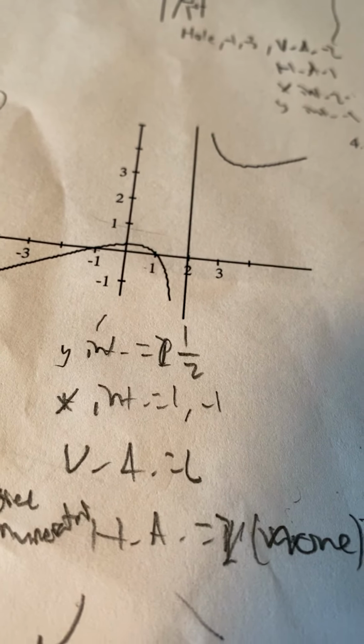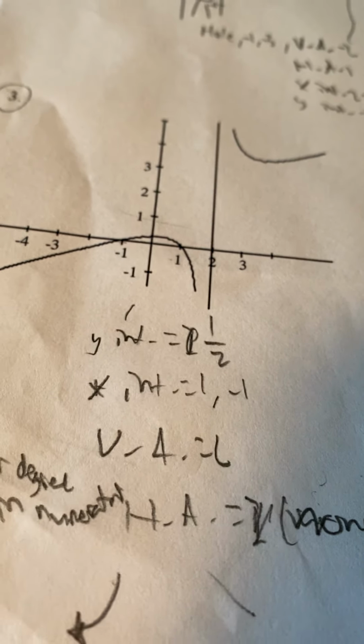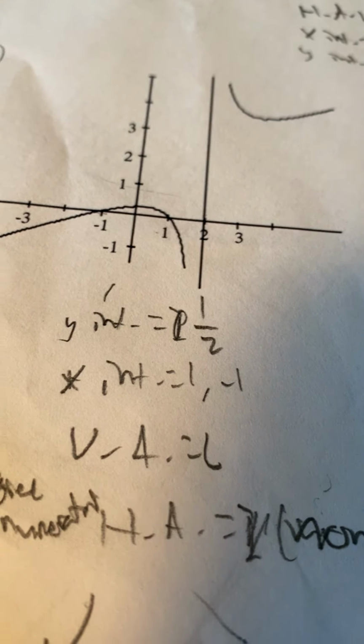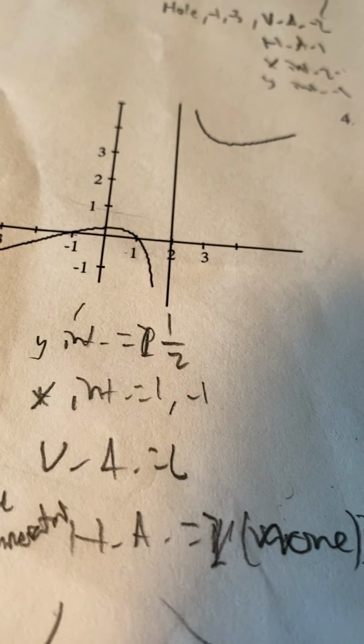All right. This next one. I do believe that this has an oblique asymptote, but I just had to find an equation, so I didn't need to solve for that. And so I know that the x-intercepts are 1 and negative 1, so I can already craft the numerator as x plus 1 times x minus 1. I know the vertical asymptote is at 2.